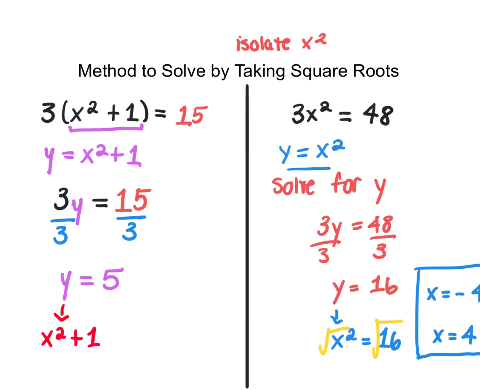So we got x squared plus 1 equals 5. We're going to minus 1 from both sides. We get x squared equals 4. And then we're going to take the square root of both sides. x is either 2 or x is either -2.